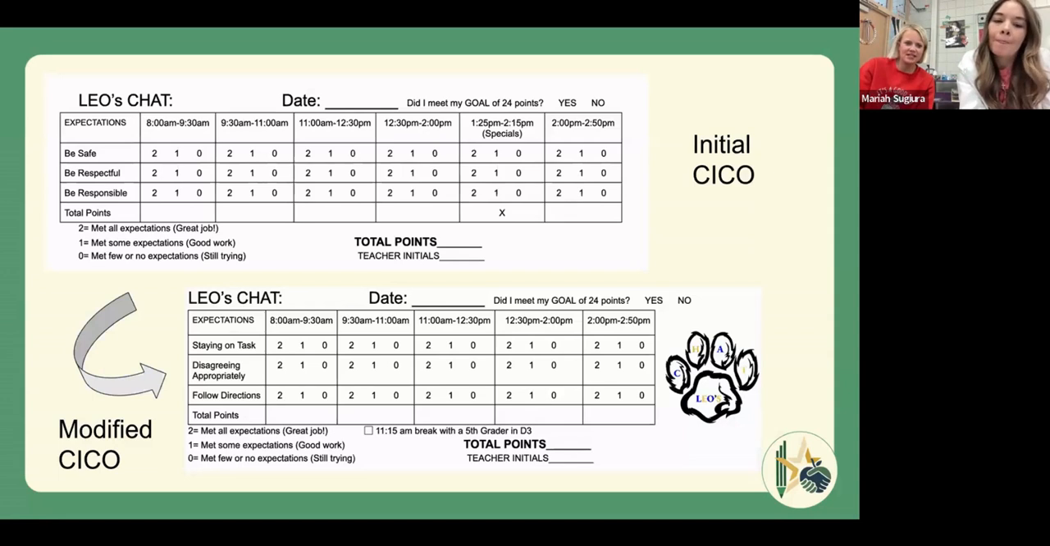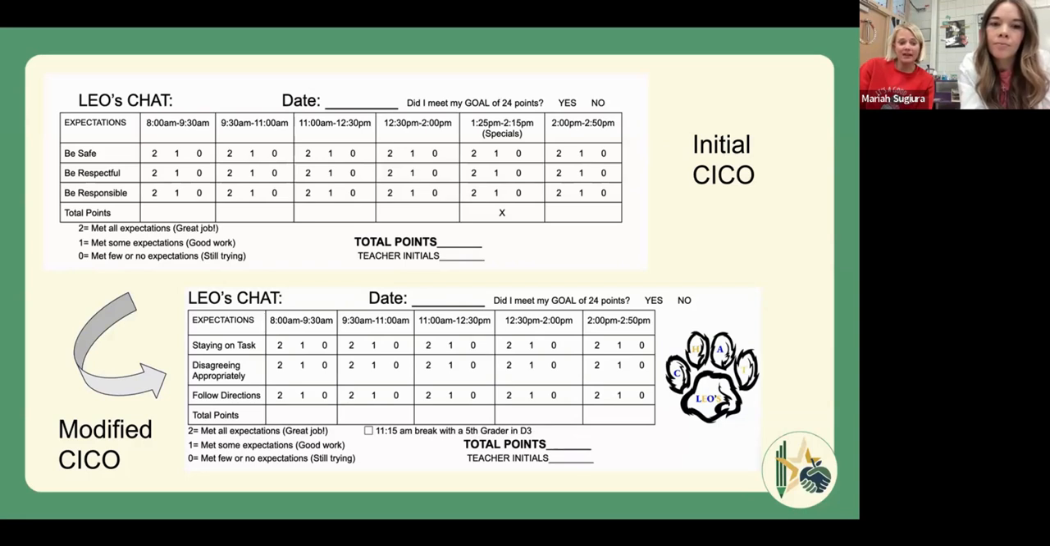Okay, so this is an example of our check in, check out sheet that I was mentioning earlier. That is what the student has with them throughout the day. And this is what they take to their mentor in the morning, and then also when they check out with them at the end of the day. Under expectations, you can see our generic one is be safe, be respectful, and be responsible. And those are kind of our school-wide goals.